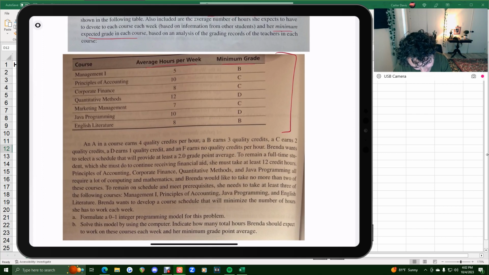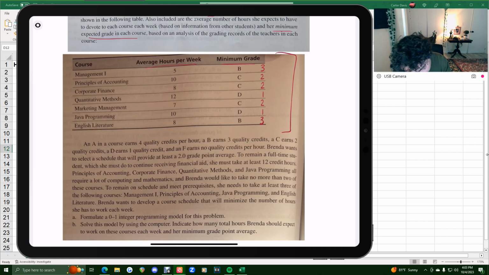They say an A earns 4 quality credits per hour, B earns 3, C is 2, D is 1. So what they're talking about is like GPA. A minimum grade of B means a minimum grade of 3.0. A C would be a 2.0. So those are all the minimum grade quality credits, whatever you want to call it.